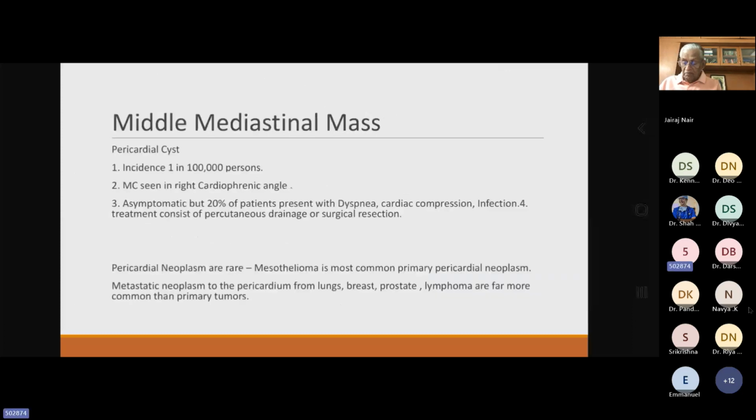Pericardial cyst. Its incidence is 1 in 1 lakh persons, most commonly seen in the right cardiophrenic angle. It's asymptomatic, but 20% of the patients will present with dyspnea, cardiac compression, or infection. Treatment consists of percutaneous drainage or surgical resection. Pericardial neoplasms are rare. If present, mesothelioma is the most common. Metastatic neoplasms to the pericardium from lungs, breast, prostate, and lymphoma are far more common than primary tumors.